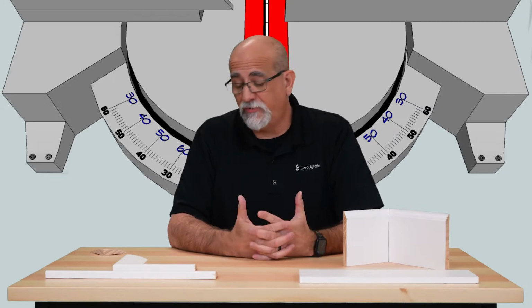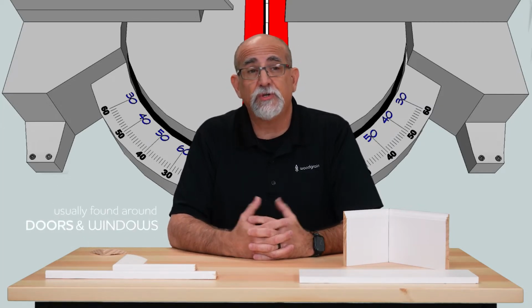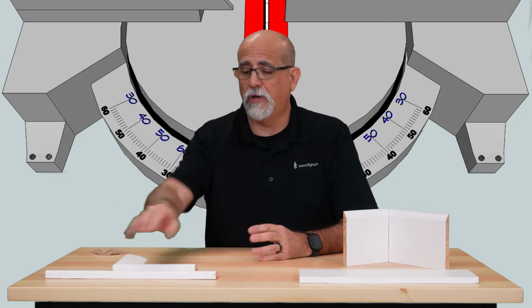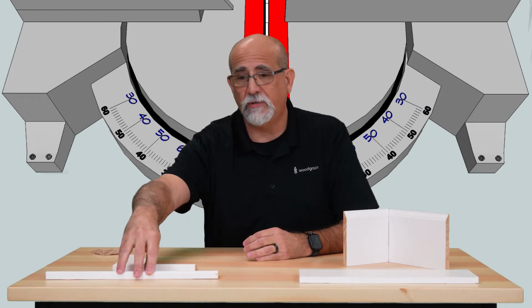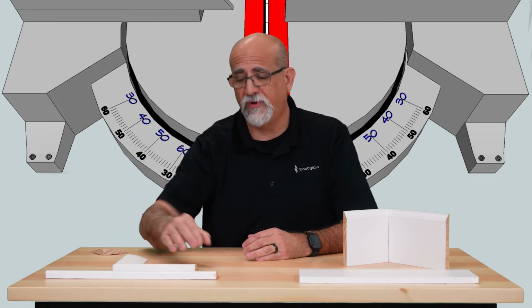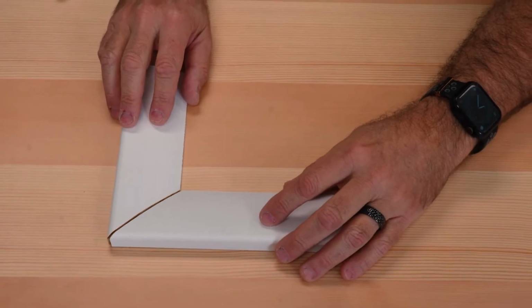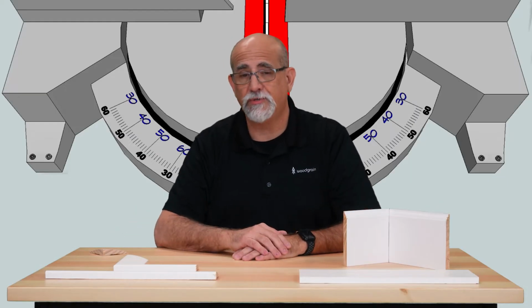So, let's start with vertical miters. Vertical miters are typically found around doors and windows, used with casing. So, you would take a straight piece of molding, and you would cut a 45-degree angle, and then a corresponding 45-degree angle for a nice tight fit around your doors and windows.